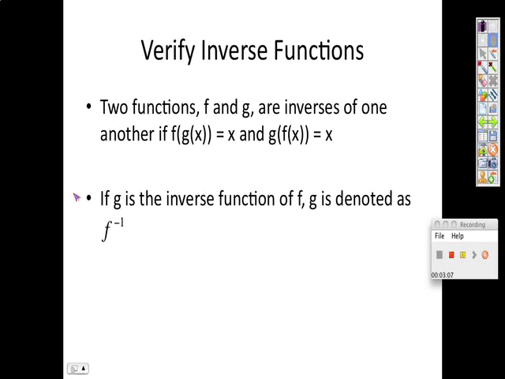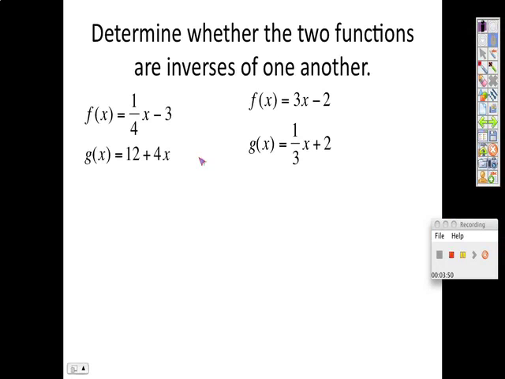We'll start with the second bullet point here. If we have two functions and they're inverses of each other, we generally don't refer to them using different letters. We generally would refer to them as f and f inverse, or g and g inverse, or h and h inverse. But the definition of inverses is if the two functions are inverses of each other, then when we take the function composition f of g of x and g of f of x, we end up with just plain x as a result.